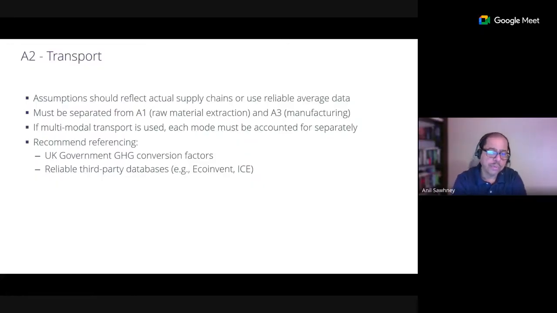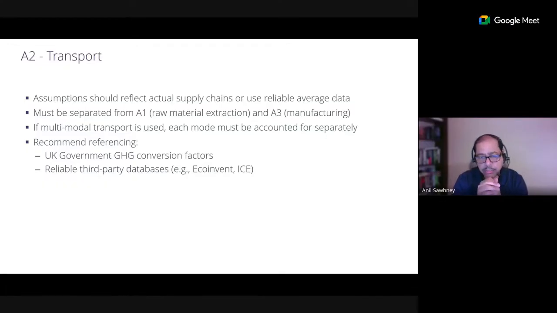A2 transport assumptions should reflect actual supply chains or use reliable average data. It must be separated from A1. So A1 and A3 are separate, and transport in between is calculated separately. If you're using multimodal transport, you need to account for each mode separately. So if something comes by ship and then is transported by trucks, you need to account for those separately.